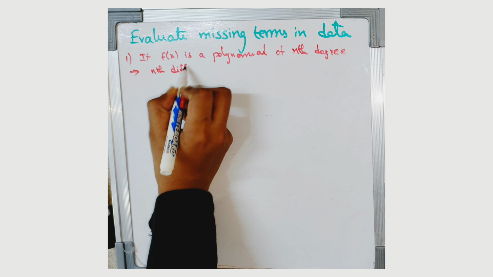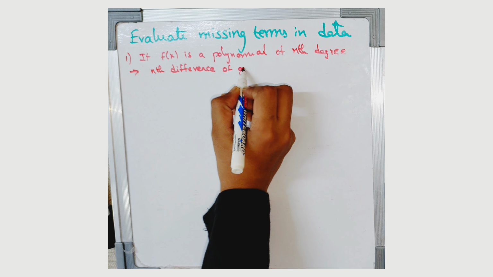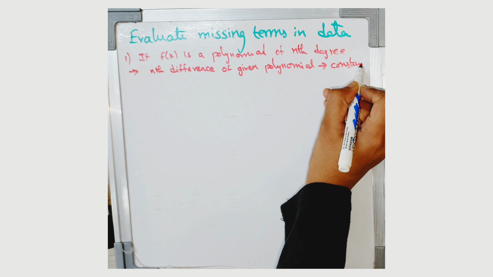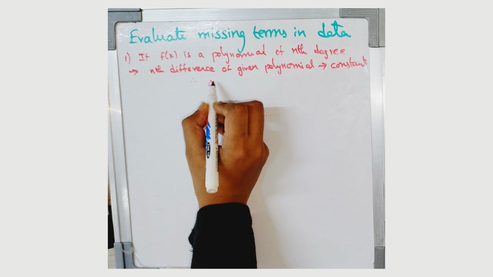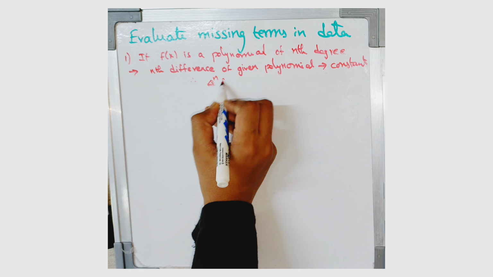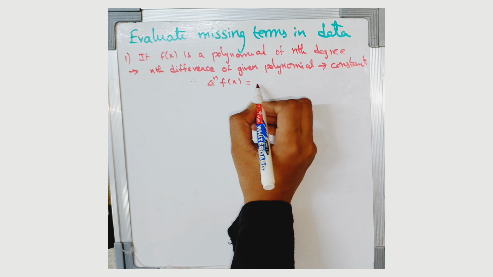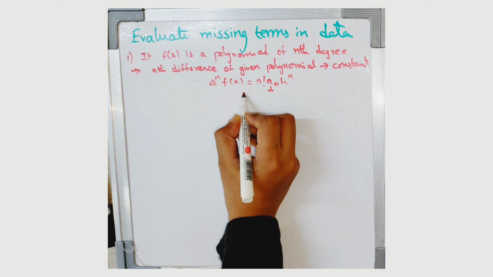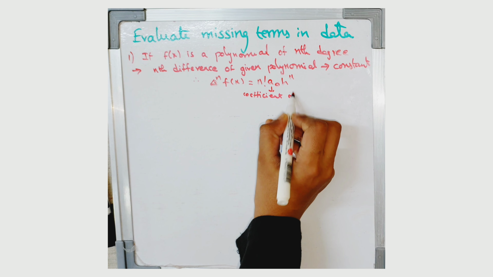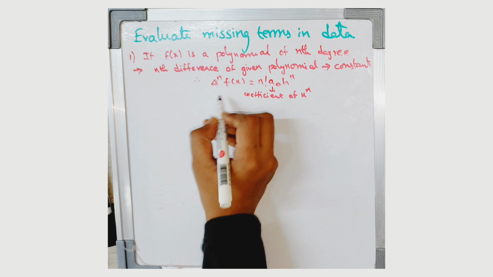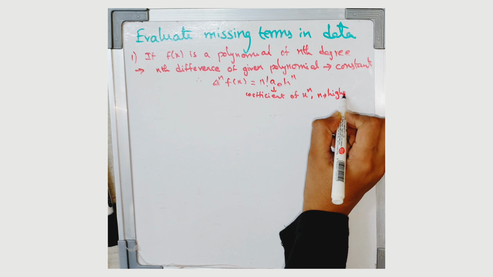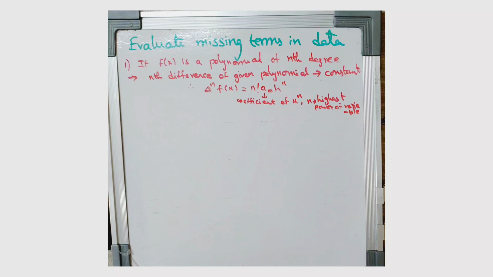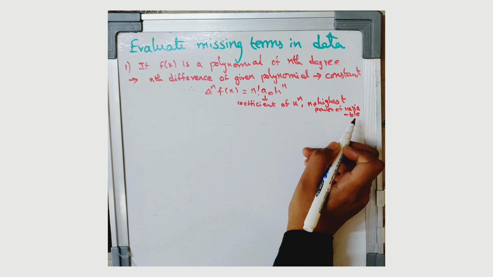The nth difference of the given polynomial is constant, and hence it will be given by delta, that is the forward operator, power n into f of x, which equals a constant, n factorial into a naught h power n, where a naught is nothing but the coefficient of x power n, and n is the highest power of variable in f of x.